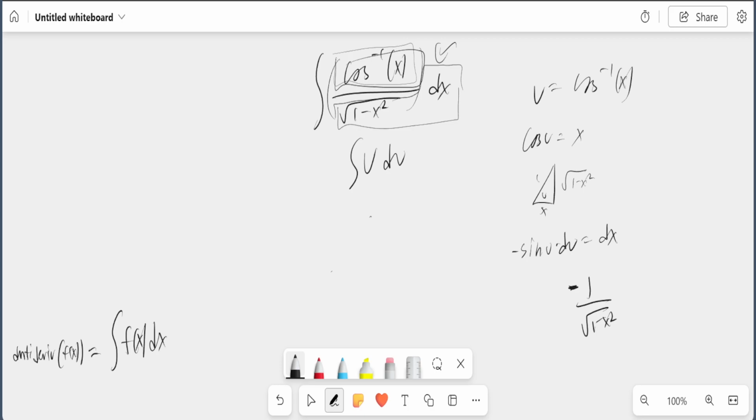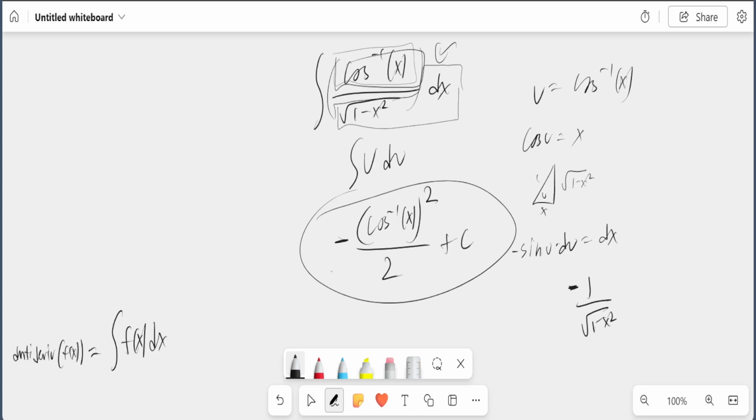So it's just cosine inverse x squared over 2 plus c. That should be it. Let me check. Number 22. Oh, negative. Whoops. There we go. 22. Yeah, that's right. Okay. Cool.